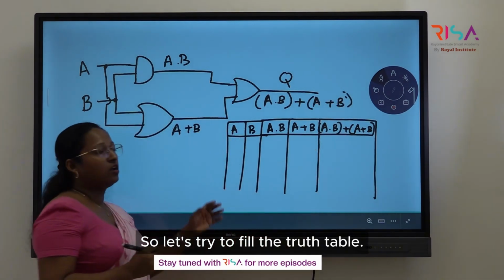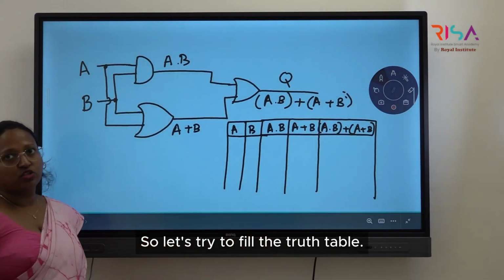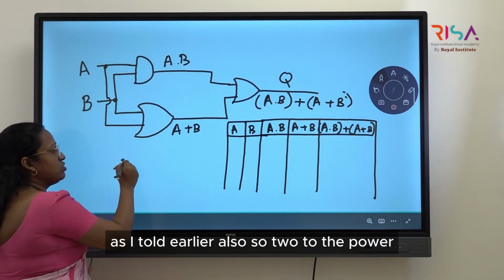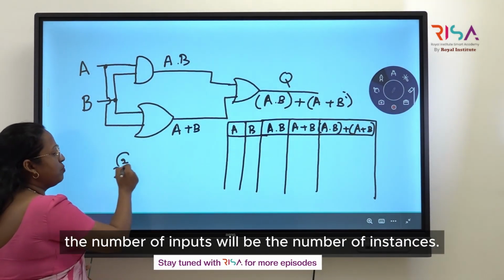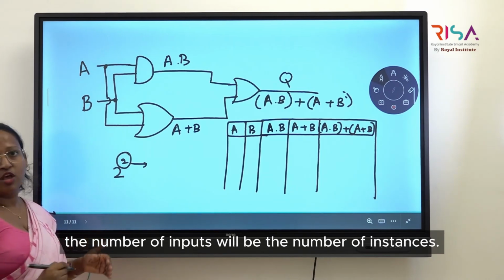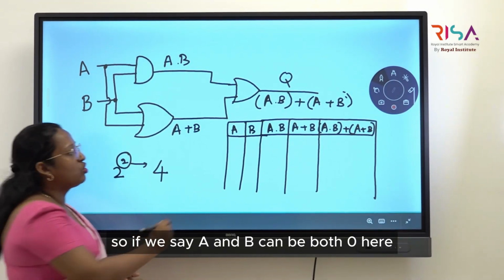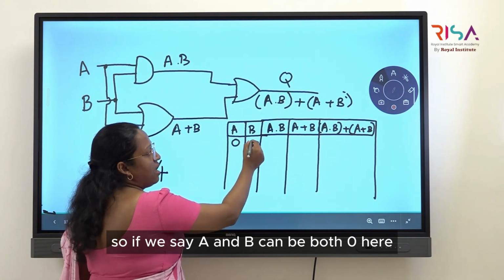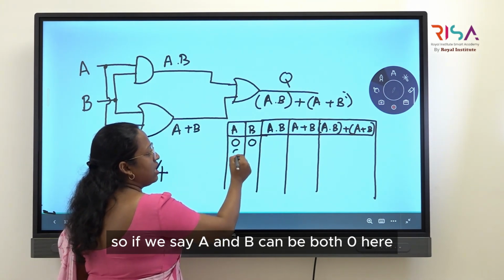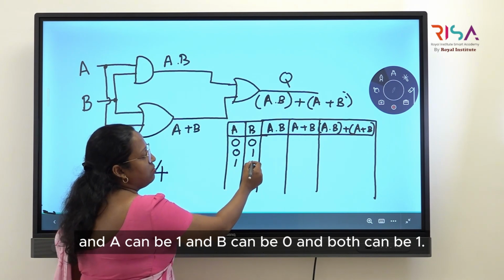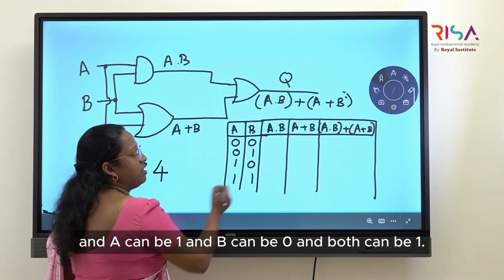So let's try to fill the truth table. Since there are only two inputs, as I told earlier also, 2 to the power of the number of inputs will be the number of instances. So 2 to the power 2 would be 4 instances altogether. So A and B can both be 0, A can be 0 and B can be 1, A can be 1 and B can be 0, and both can be 1.